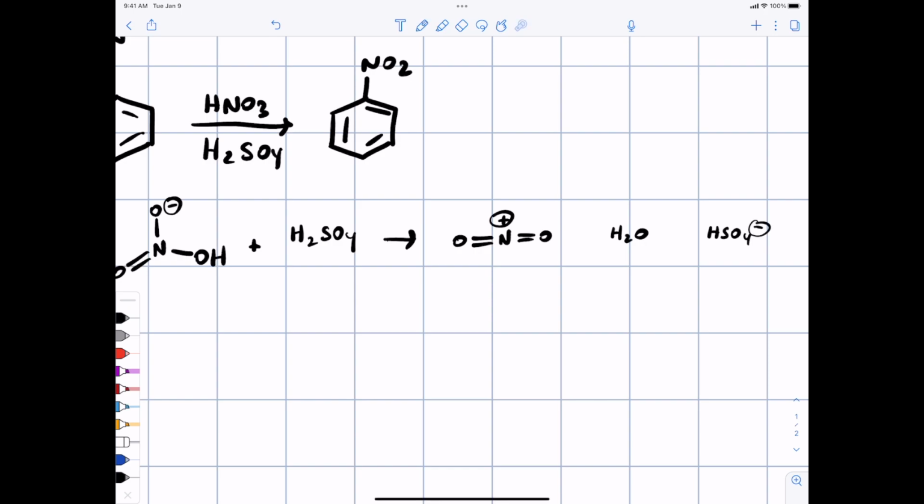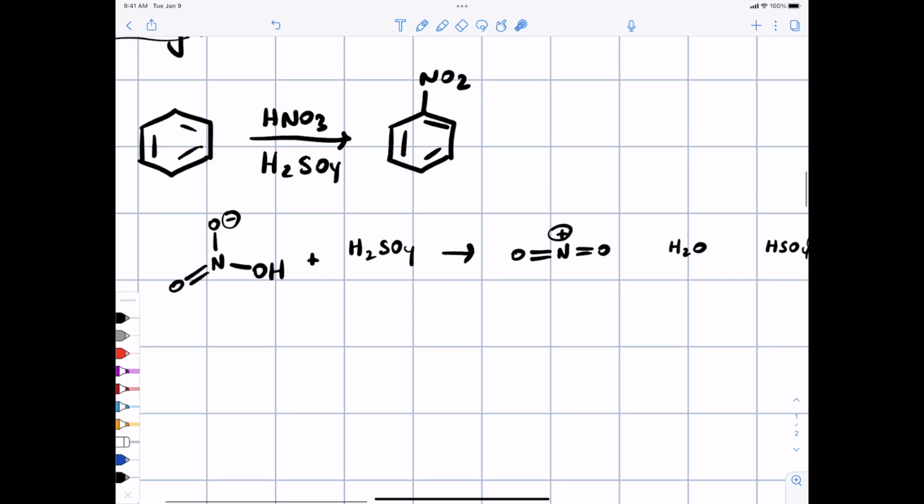So if you want to know how that works, I'll just briefly talk you through it. Imagine sulfuric acid protonating the OH to turn it into a good leaving group. Then electrons kicking down from here, kicking off the OH, and you get NO2 plus. This is your electrophile in the nitration reaction.